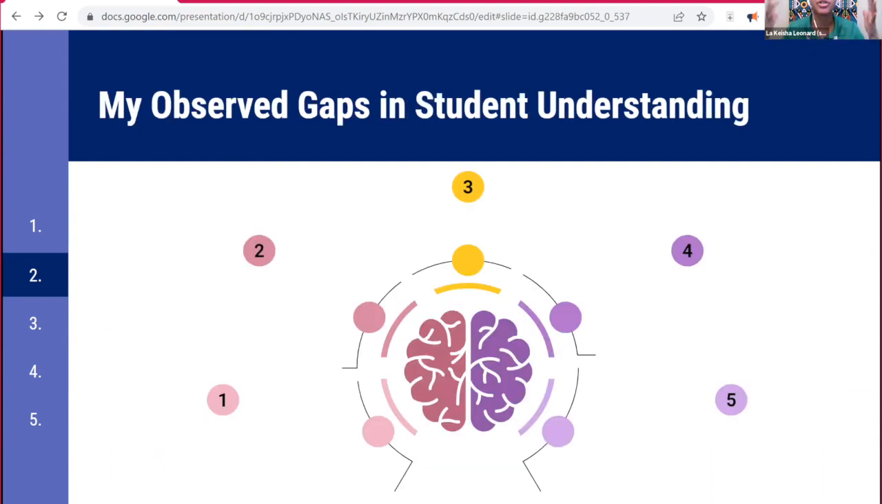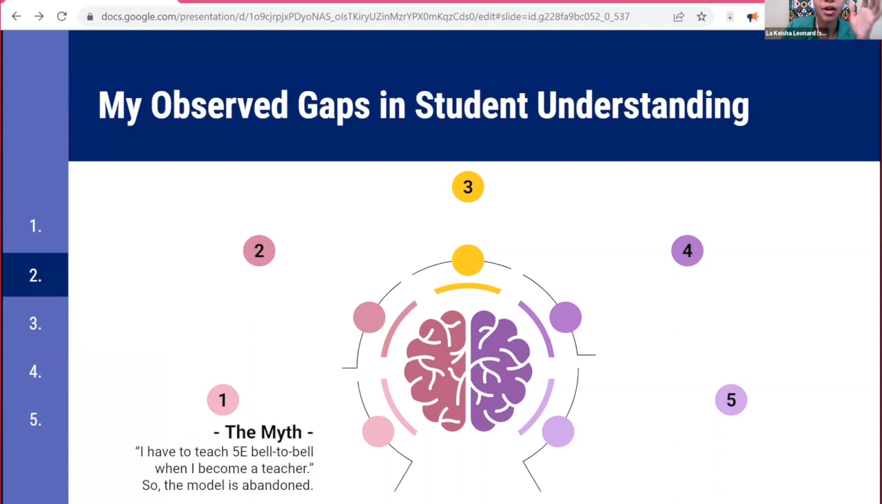So as far as my observed gaps, I noticed, and this is also personal to me, that there was this myth of I have to teach 5E bell to bell when I become a teacher. And many students, before they even graduate the program, abandon the model. Like, yes, I'll do it because y'all told me I have to, but when I get my own classroom, I'm not doing it. So there are those that abandon, and then there are those that when they go out there and they start teaching, they actually don't believe they're teaching how they've been taught. And I was one of those.